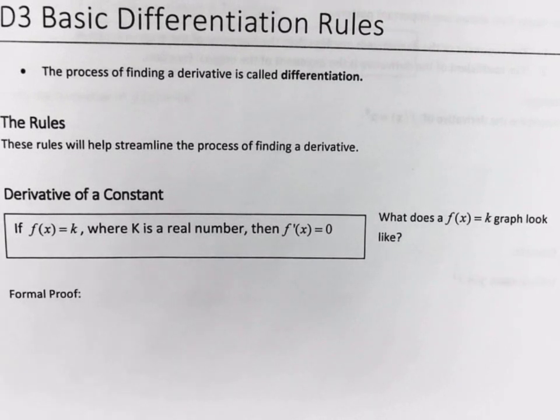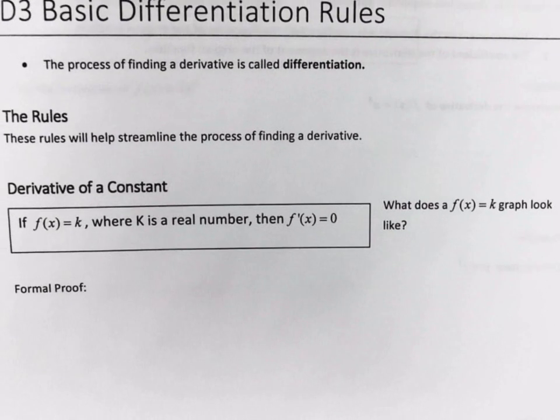So the process of finding the derivative is called differentiation. The derivative is the actual expression, like the f prime that we talked about yesterday. The act of finding it is called differentiation. The point of these rules is just to make it go faster, and they're mathematical known truths. You don't have to prove them every time.